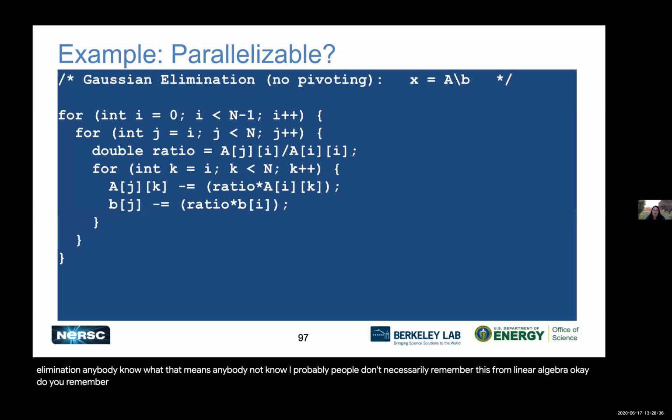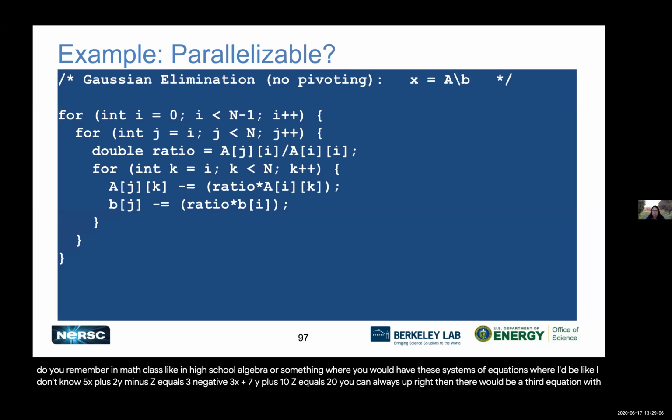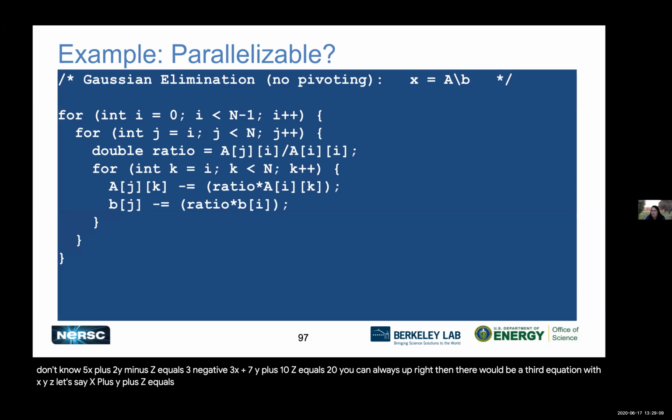Do you remember in math class, like in high school algebra, where you would have these systems of equations, like 5x plus 2y minus z equals 3, negative 3x plus 7y plus 10z equals 20. I'm totally making all these up, right? Then there would be a third equation with x, y, z. Let's say x plus y plus z equals 5. And then you're supposed to solve for x, y, and z.